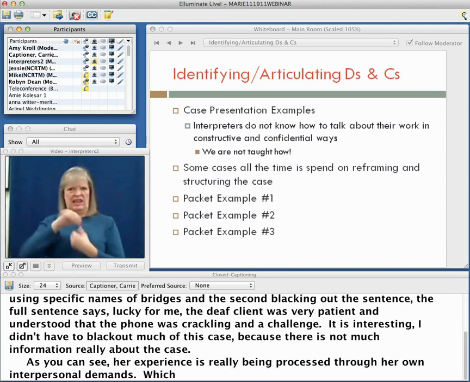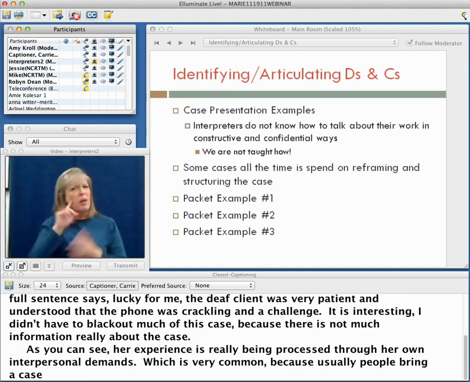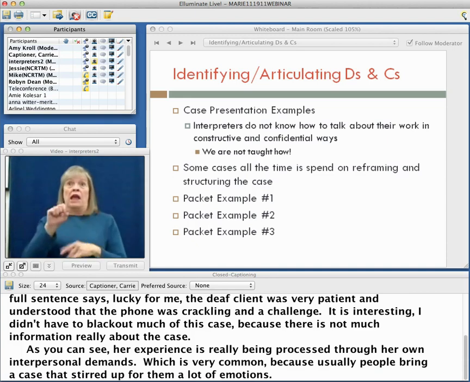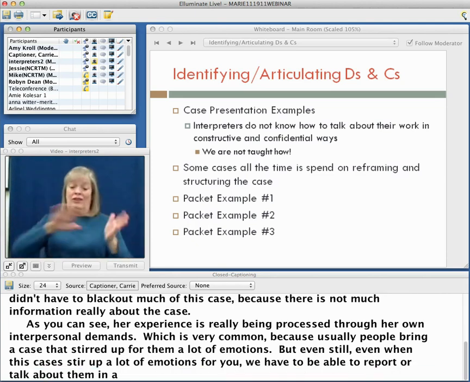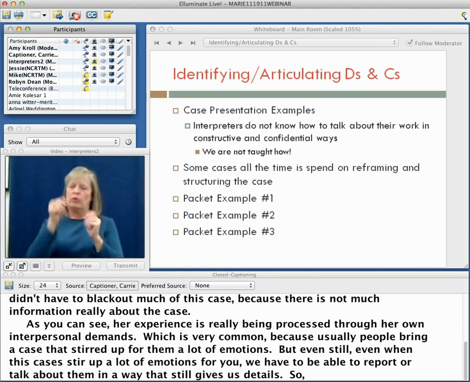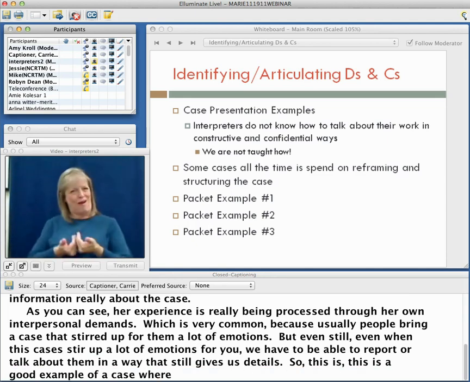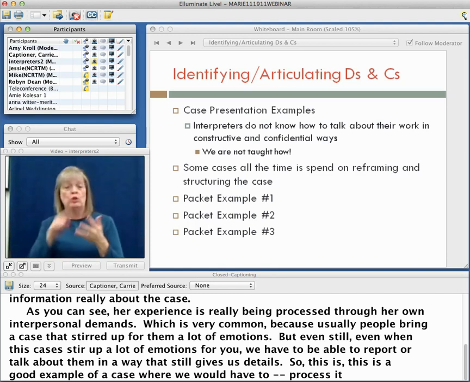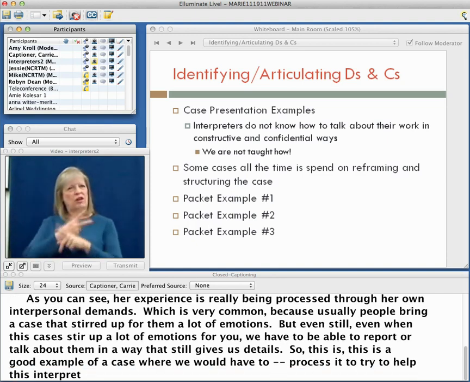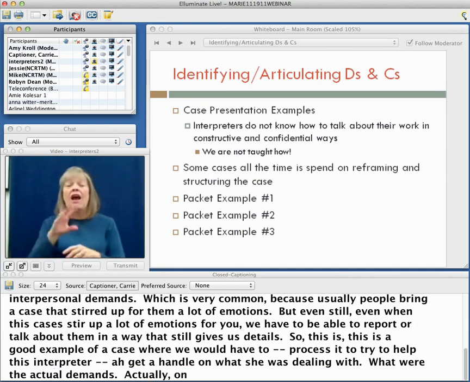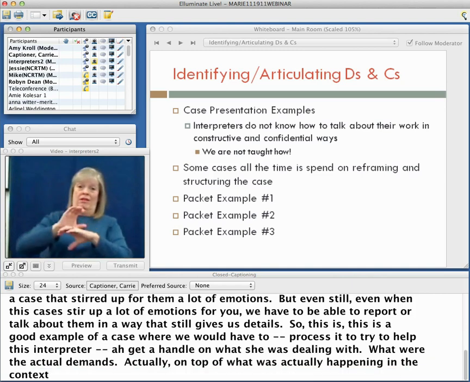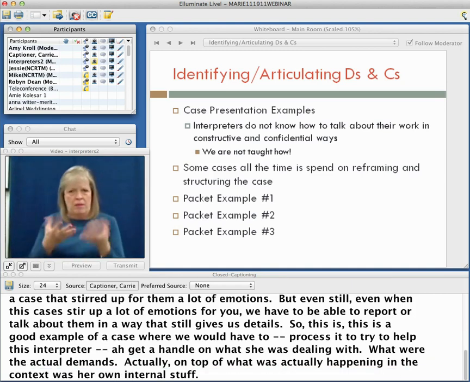which is very common because usually people bring a case that stirred up for them a lot of emotions. But even when cases stir up a lot of emotions for you, we have to learn how to report or talk about them in a way that still gives us details. So this is a good example of a case where we would have to process it to help this interpreter get a handle on what she was dealing with, what were the actual demands. Obviously, on top of what was actually happening in the context was her own internal stuff. The third example I'm actually not going to spend time on.